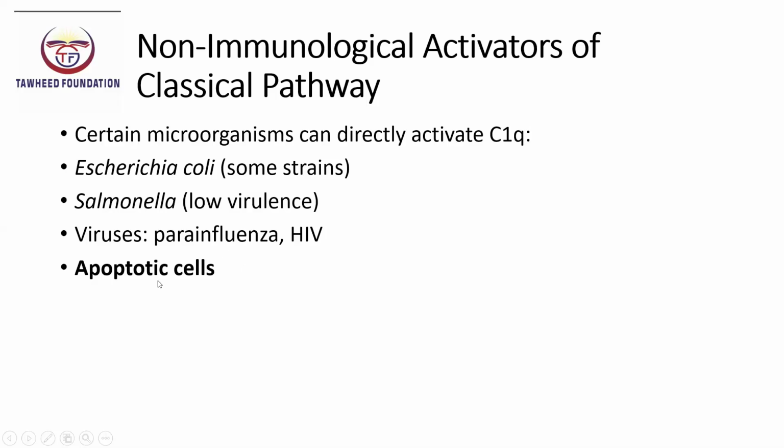Salmonella, particularly those with low virulence, and viruses such as parainfluenza and HIV. In addition, apoptotic cells undergoing programmed death expose modified membrane components that can bind C1q, initiating the classical pathway. This mechanism helps the immune system recognize and clear dying or damaged cells, preventing inflammation and autoimmunity. Therefore, these non-antibody triggers broaden the range of complement activation, ensuring defense even before antibody production begins.